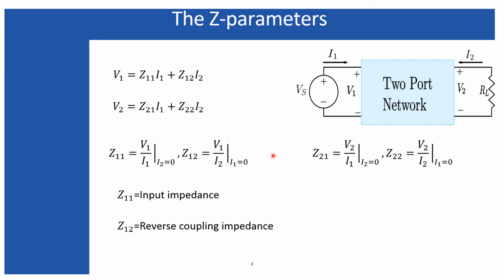So Z11 is the input impedance, Z12 is the reverse coupling impedance, Z21 is the forward coupling impedance, and Z22 is the output impedance.